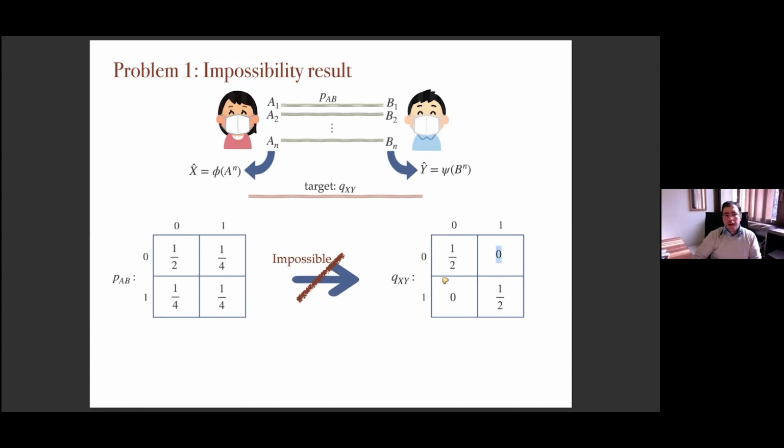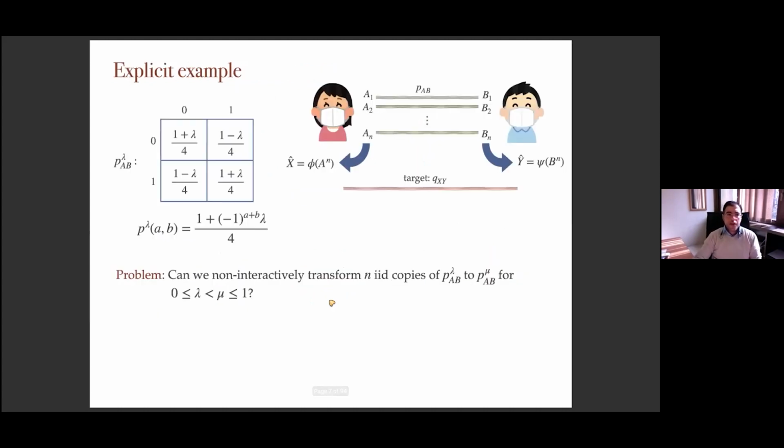But what if instead of 0 here we have epsilon, like 0.1, and then these are like 0.4, something like that. In that case, the argument that I just told you doesn't work. Let me give you another example, which would be more interesting.